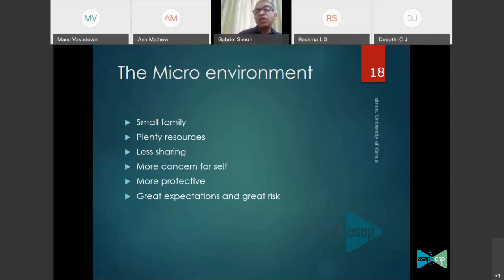So this is the micro level, the immediate environment in which people operate in a family setting, and the changes that happen at the macro level come in that form. Now it is at this level that we actually look at the inventory of strengths and weaknesses that an individual has. Now coming on to slide number 19.